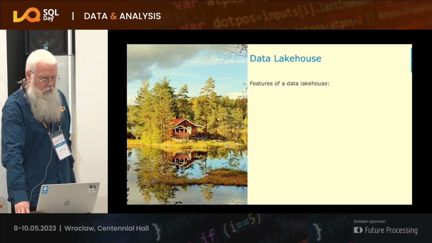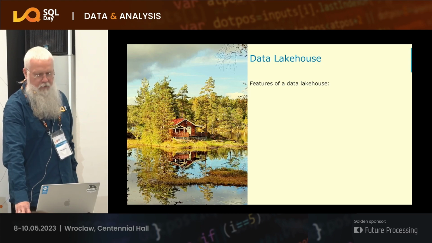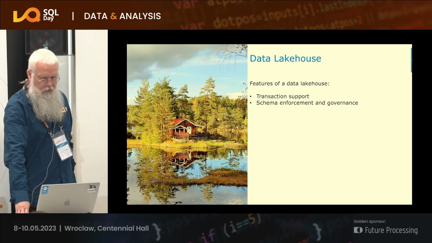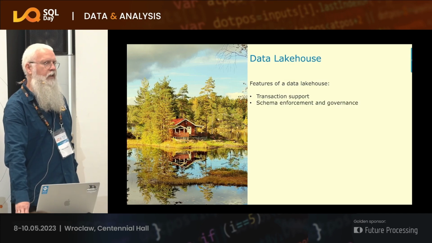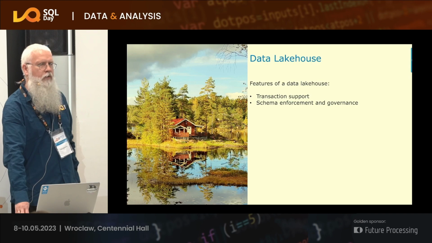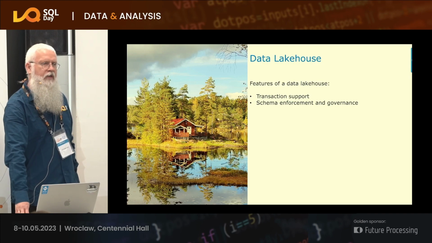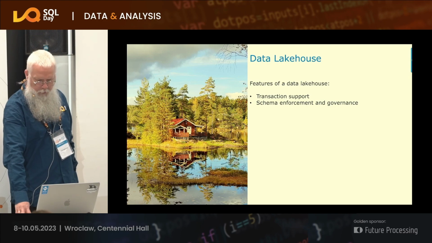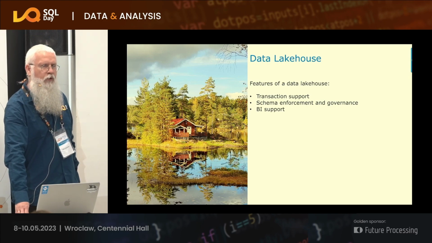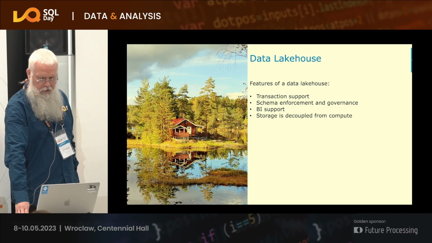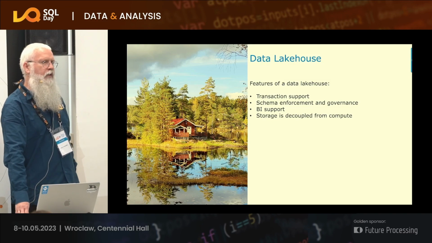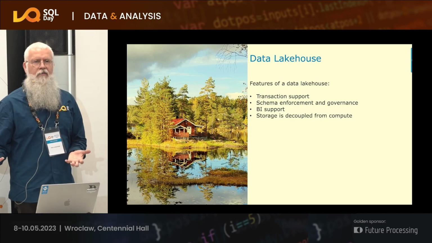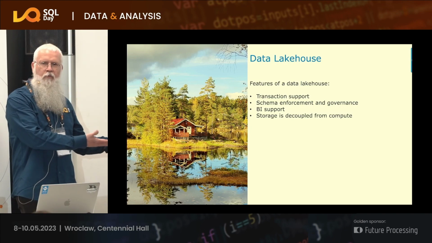Data lakehouses should have, according to this blog post that Databricks launched, transaction support. It has to have schema enforcement and governance. So schema on write instead of schema on read, which is typical for a traditional data lake. It has to have support for BI tools. It has storage decoupled from compute, and this is important because a traditional database, even if you pay for it on-prem, it's free.